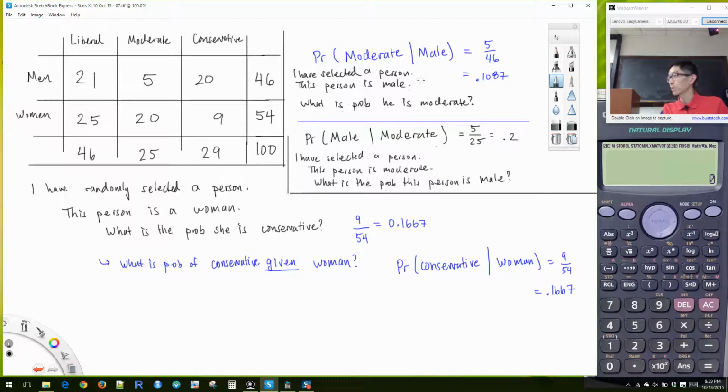Is this clear with everybody? The difference between moderate given male and male given moderate. Are we okay there? Okay, so then just to practice here, I'm going to flip to the next slide. Can I do that? Yes? No? No. Okay. So I'll let you copy.